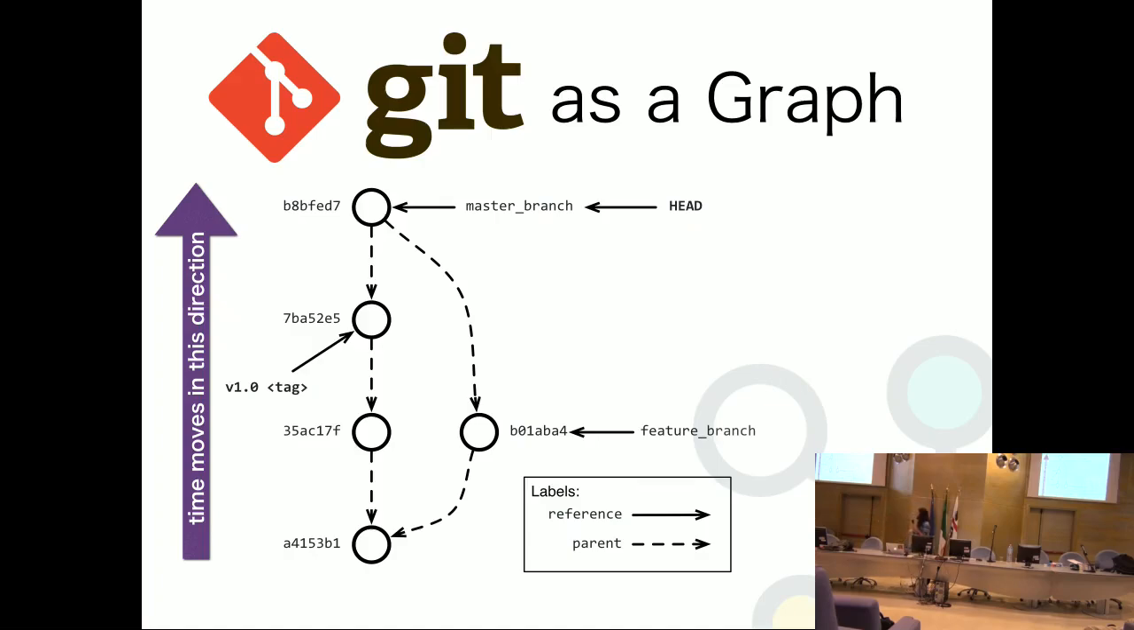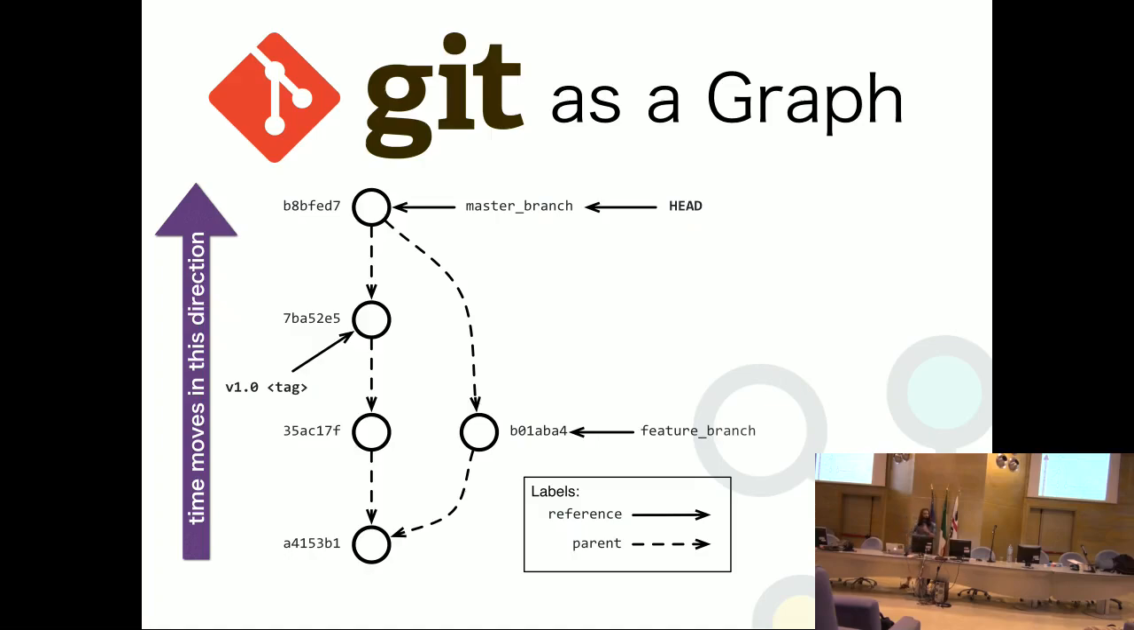Okay. The other kind of references, like the one on the left, are tags. Everybody knows tags. A tag is a reference to a commit. The main difference between a tag and a branch is that tags are not meant to be moved. So once you put a tag, you should not move it. Git will allow you to do that because it's just a graph and references. But conceptually, you shouldn't.